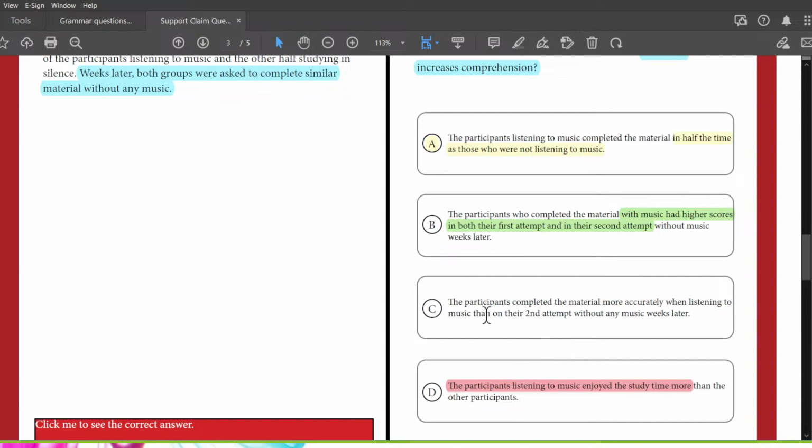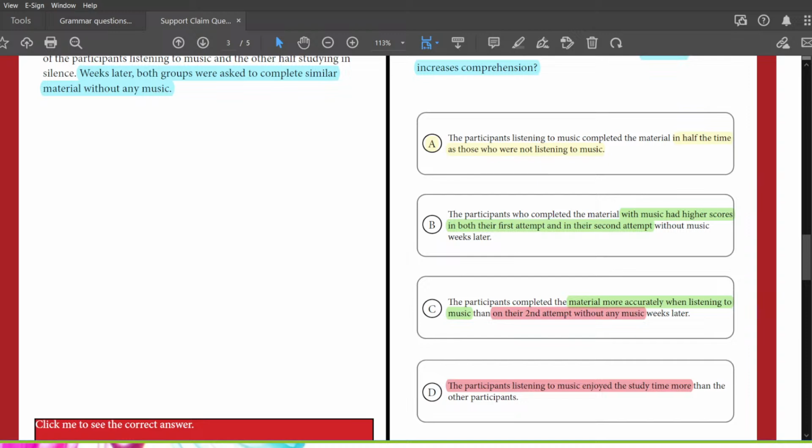Now, this one says the participants completed the material more accurately when listening to music than on their second attempt. So this one's kind of saying they got the first part, but not the second part. So which do you think would be better if you're the researcher? What would you rather see if you're trying to prove that music had benefits? B or C? Feels like I think B is definitely the better choice, right?